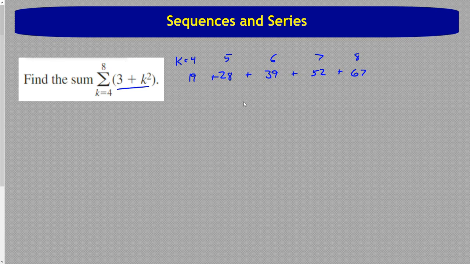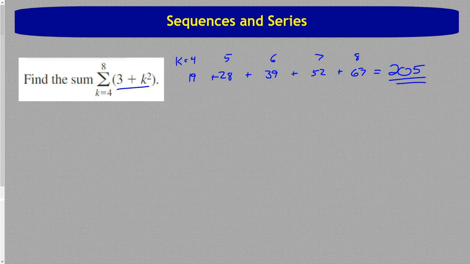So now I just add all those up. So I'm literally going to grab my calculator and do 19 plus 28 plus 39 plus 52 plus 67. When we add all those up, I get 205. So the sum of this series from the 4th to the 8th terms is 205.